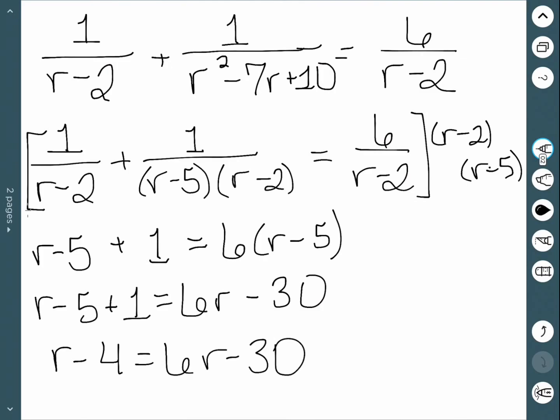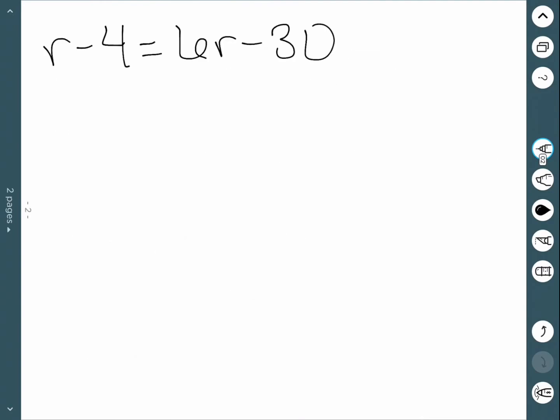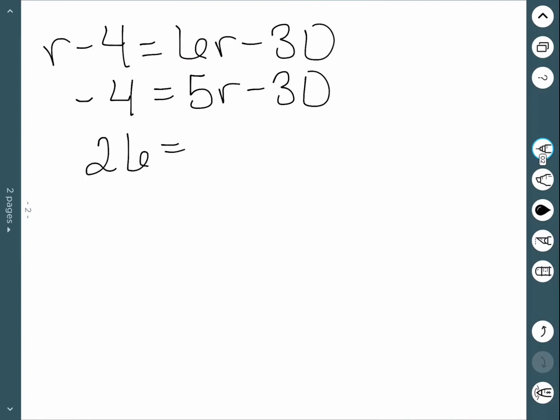And now we have this very basic linear equation. So we need the r's on one side, so let's subtract 1r from both sides. That gives me a 5r on the right. I can add 30 to both sides. Negative 4 plus 30 is going to be 26. So now r is just 26 over 5.